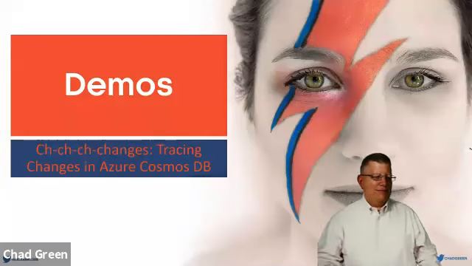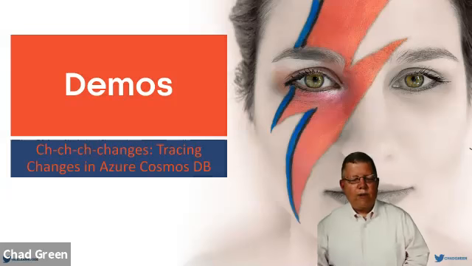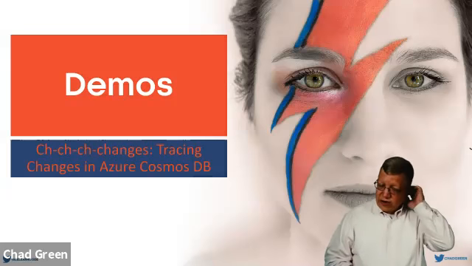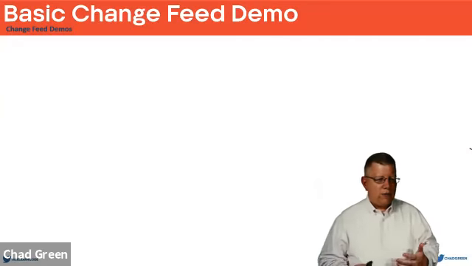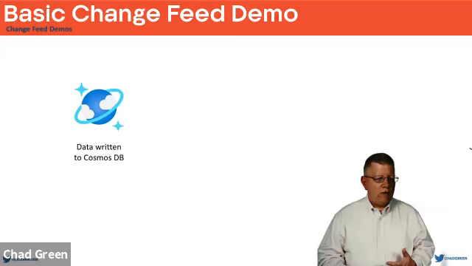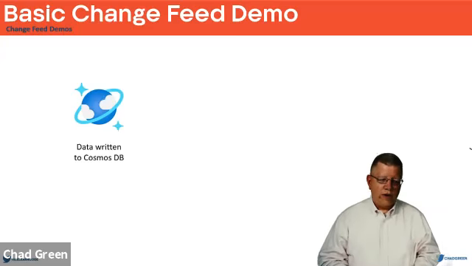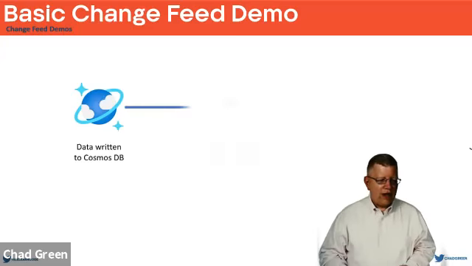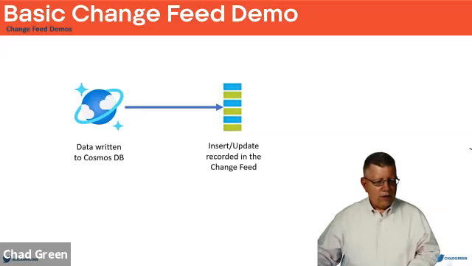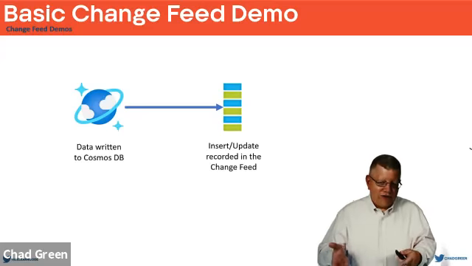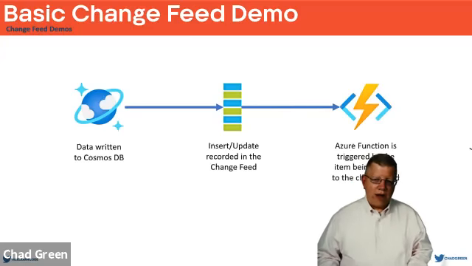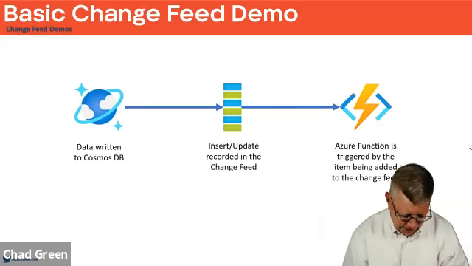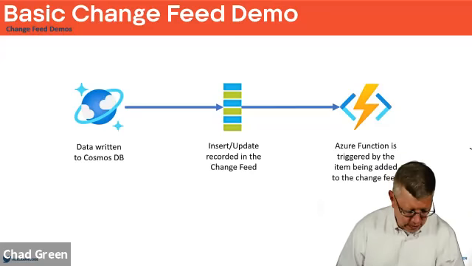All right, so let's get into demos. Let's see what we can do in here. I'm going to do a series of demos. First, we're going to show just how this works. We're going to see data written to a Cosmos DB, going to the change feed. Again, you can't actually look at the change feed itself, but then we're going to write a function that will monitor that. Okay, let's switch over here.